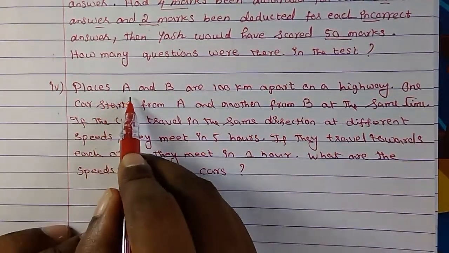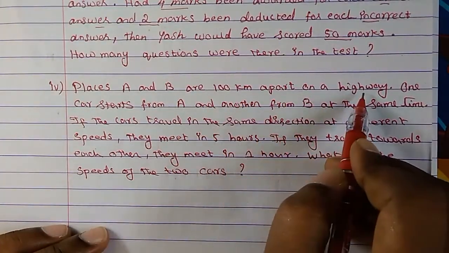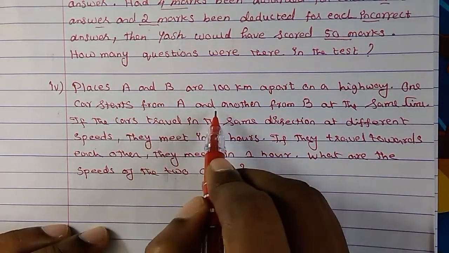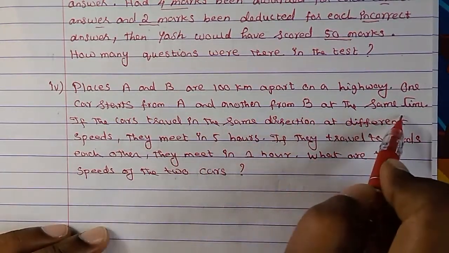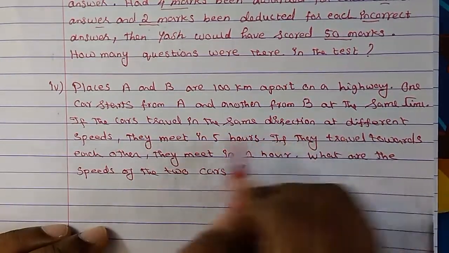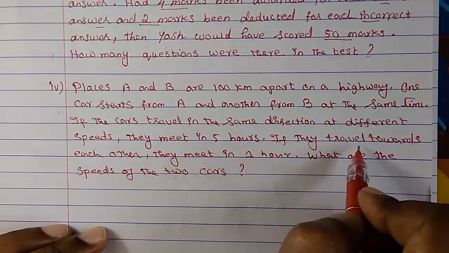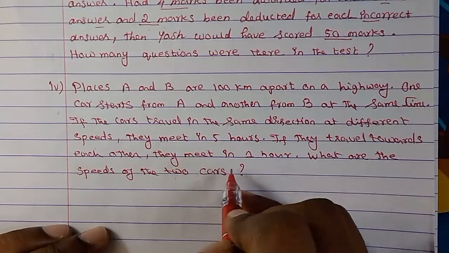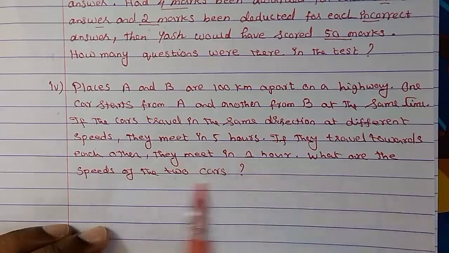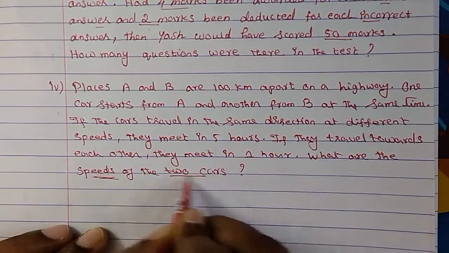Places A and B are 100 km apart on a highway. One car starts from A and another from B at the same time. If the cars travel in the same direction at different speeds, they meet in 5 hours. If they travel towards each other, they meet in 1 hour. What are the speeds of the two cars? So we are asked to find out the speeds of two cars.